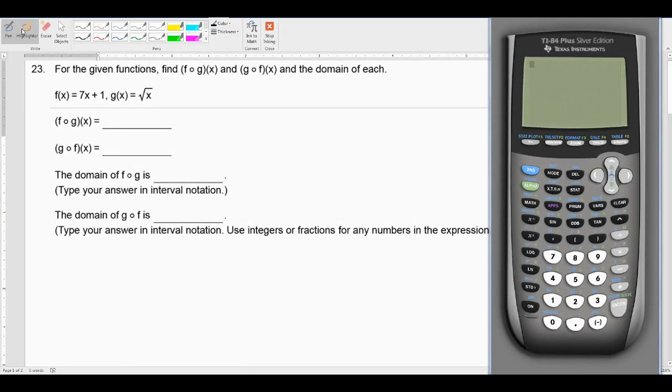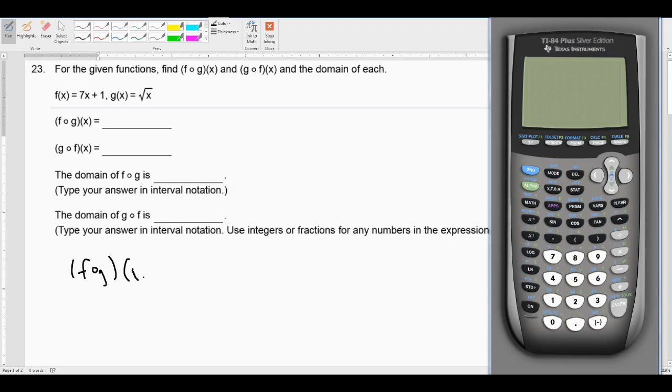In this example, we're given two functions. f of x is 7x plus 1 and g of x is the square root of x. We're asked to find f∘g and g∘f, function composition, f of g of x and g of f of x, and the domain of each. So let's start with f∘g of x.